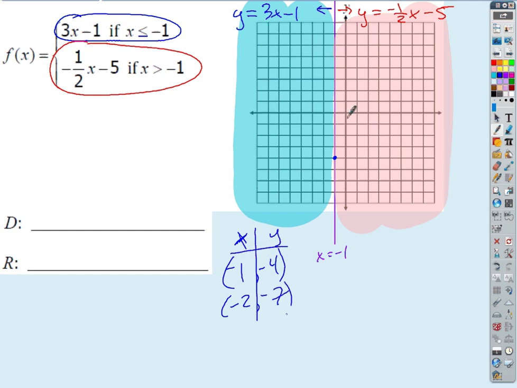Okay, so I'm going to go from my origin, and here's the origin, right? There's the point with coordinates 0, 0, right? From the origin, we're going to go back 2 and down 7. Okay, and then all I have to do is just connect and extend. And so there's the portion of the blue line that exists in the blue domain, right?